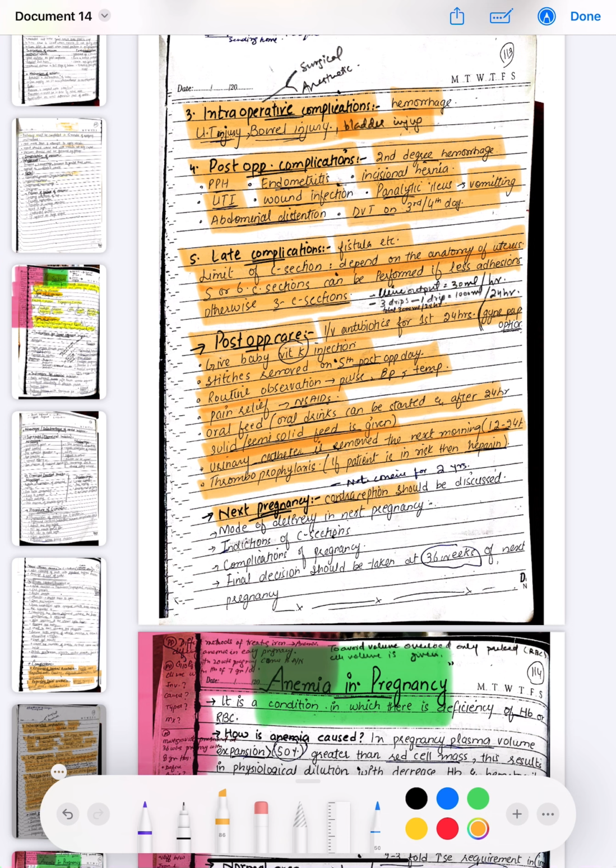In the next pregnancy, contraception should be discussed, the mode of delivery in the next pregnancy, indications of the C-sections, complications of the pregnancy, and the final decision should be taken at 36 weeks of the next pregnancy.